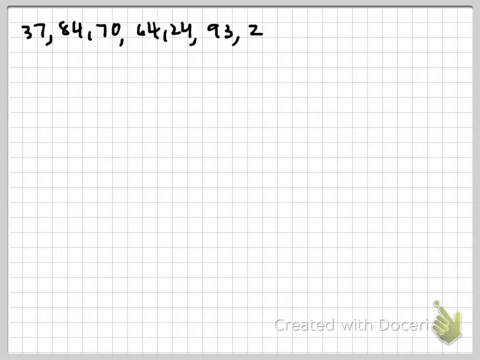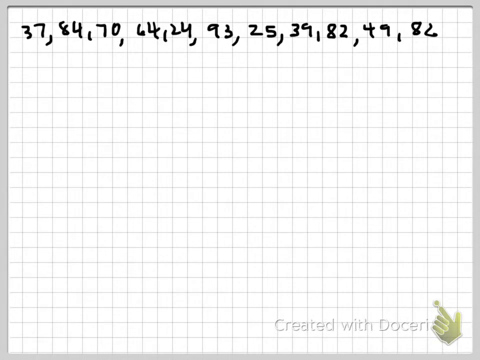So next one's going to have a longer set of data. So this has 37, 84, 70, 64, 24, 93, 25, 39, 82, 49, 82. So I have 1, 2, 3, 4, 5, 6, 7, 8, 9, 10. I have 11 numbers in this set of data. So this has an odd amount of numbers.